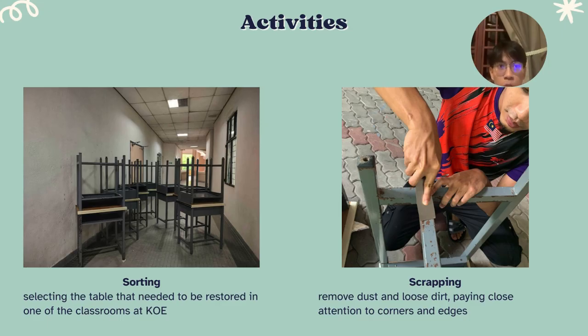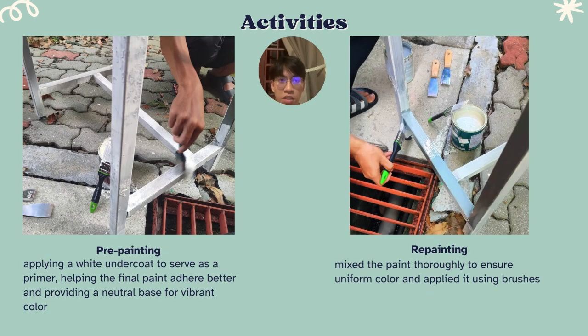Our activity commenced with selecting the table that needed to be restored in one of the classrooms at KOE. Then we proceeded to do the initial cleaning to remove the dust and loose dirt. We then meticulously scraped off the rust using a scraper, paying close attention to the corners and edges. After the rust removal, we wiped the table again to ensure a clean surface for painting. The next step is pre-painting, which involves applying a white undercoat to serve as a primer.